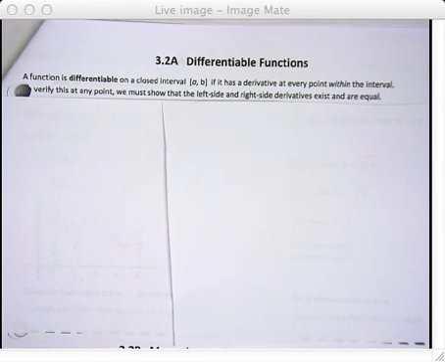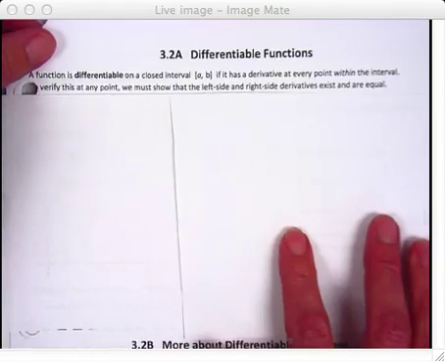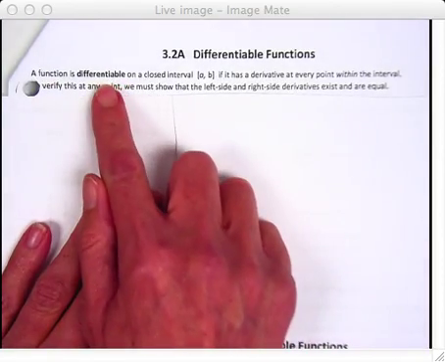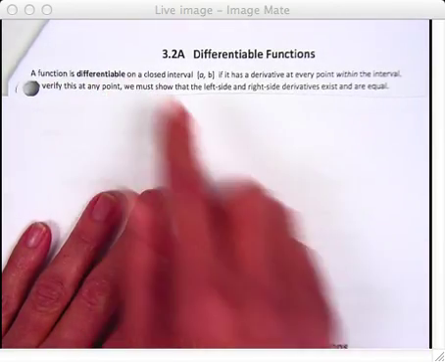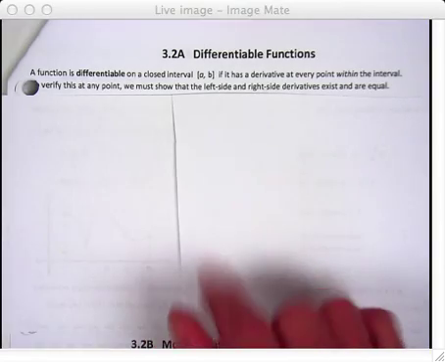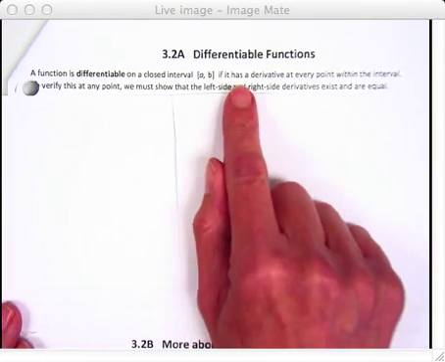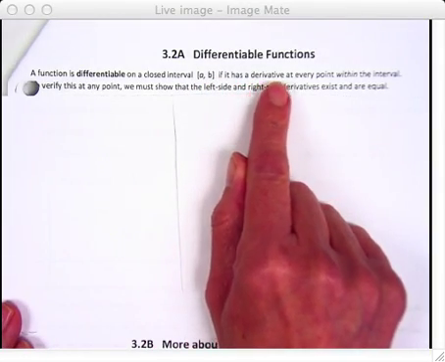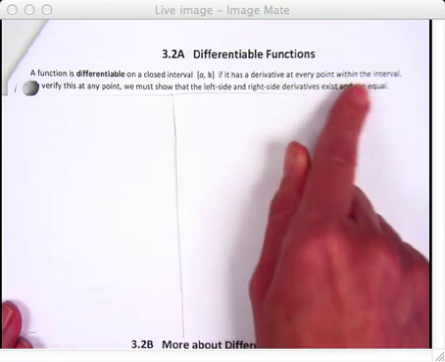All right, this is for 3.2a, differentiable functions. All right, so it says a function is differentiable on a closed interval from a to b if it has a derivative at every point within the interval.